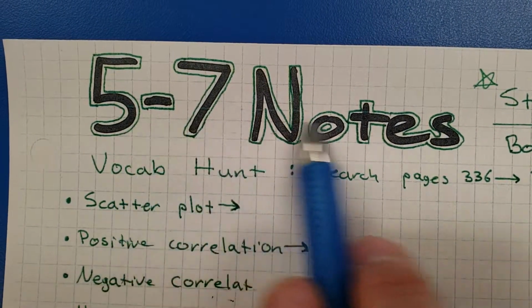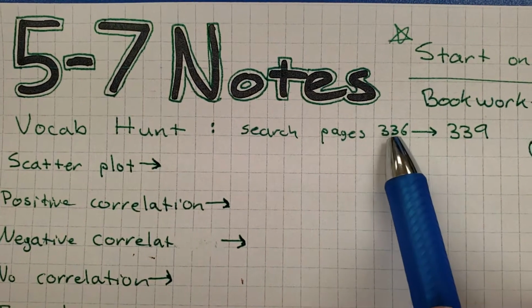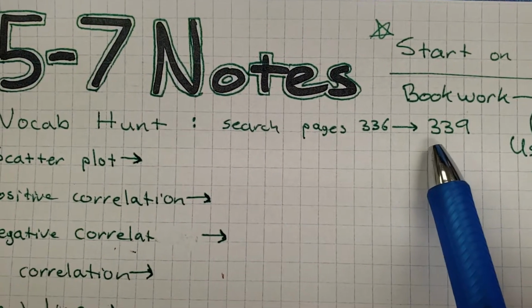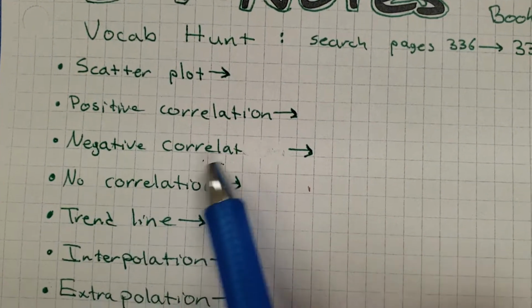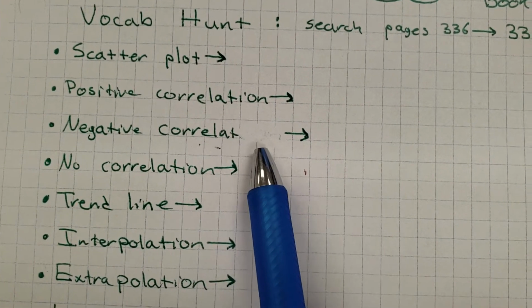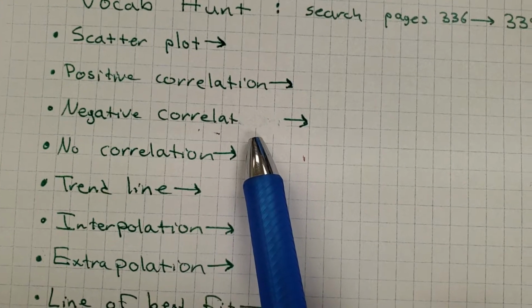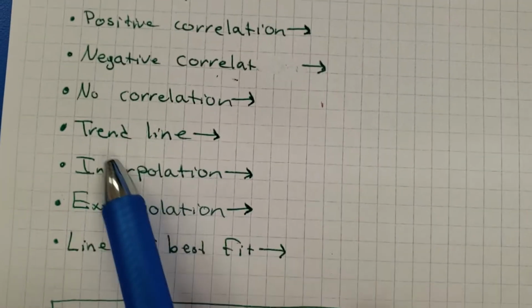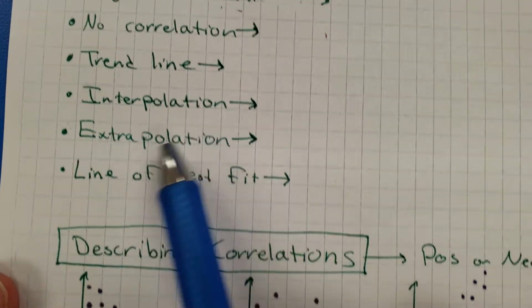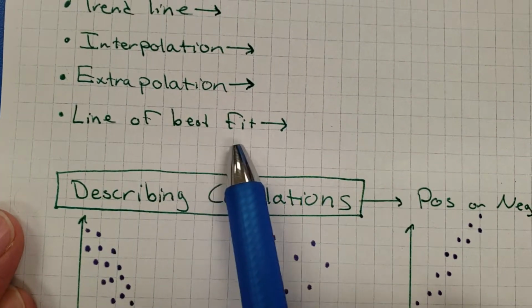We're going to do the 5-7 notes here really quick. I would like you to start on page 336 to 339. Go ahead and do a little vocab hunt. Scatter plot, positive correlation, negative correlation. Oop, that didn't copy very good. I forgot to fix that when I brought it out. Yep, you know what? Fill that in too. No correlation, a trend line, interpolation, extrapolation, and line of best fit.